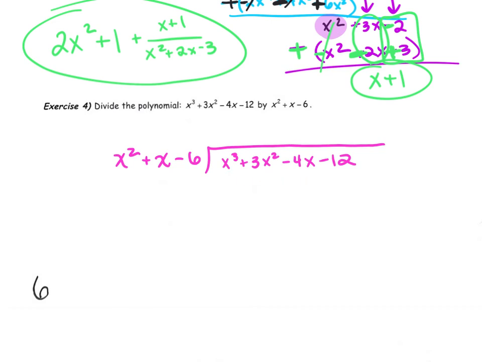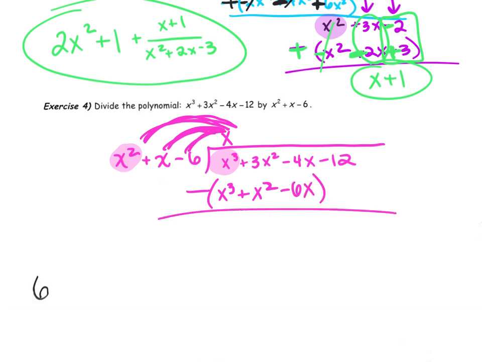Okay, and again, you want to ask yourselves, x squared times what gets me to x cubed? Well, that's x. So we're going to multiply everything back by x. Multiply it all back. So I have x times x squared is x cubed. x times x is x squared. And then x times -6 is -6x. And we're going to subtract that out.